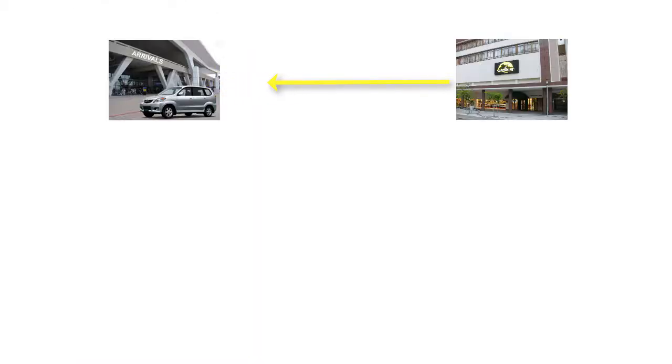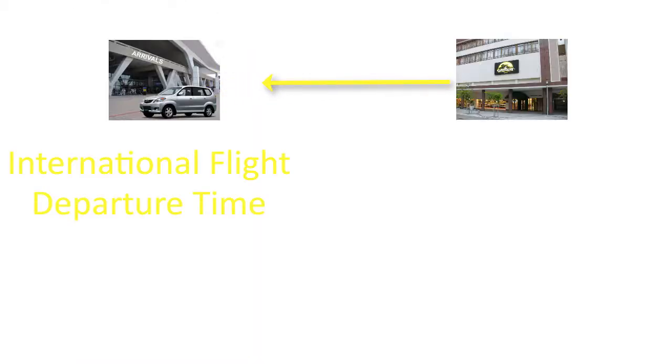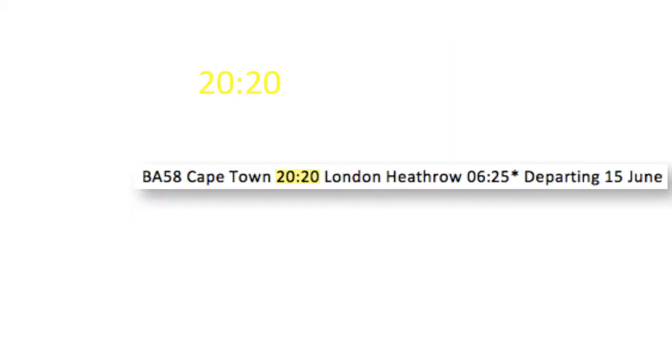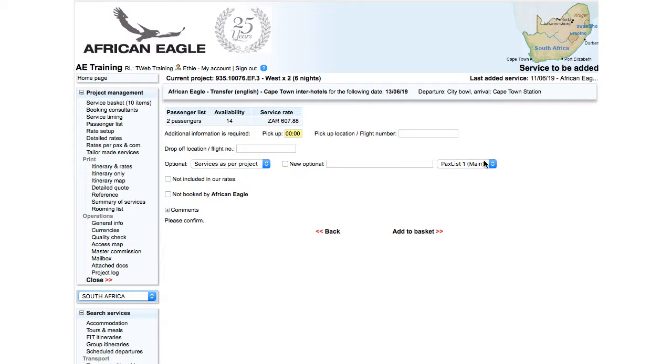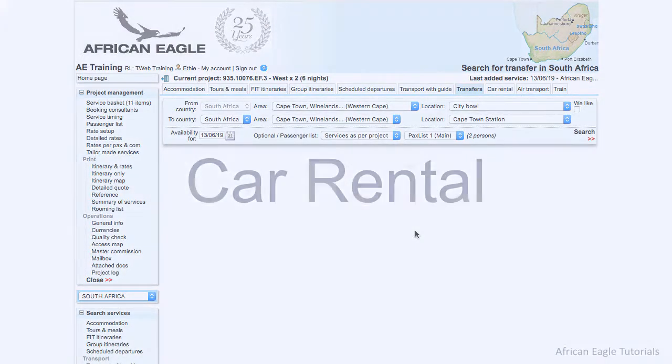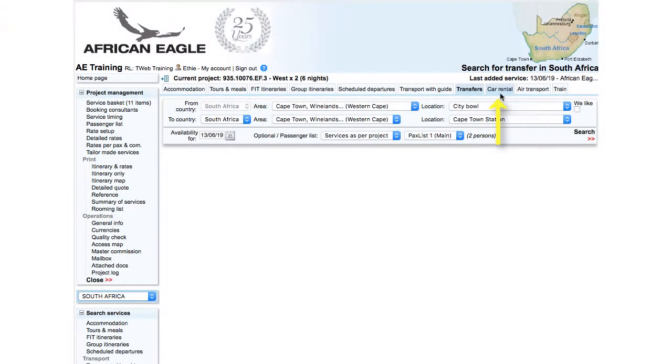If this is an airport transfer, for international flights, enter flight departure time minus 3 hours. For example, 20:20 minus 3 would be 17:20. For domestic flights, it would be flight departure time minus 2 hours. For example, if it were 18:30 minus 2, then 16:30. For a train, enter the train presentation time minus 1 hour. For example, 16:00 minus 1 is 15:00. Enter pickup location, the name of the hotel, and drop-off location, the name of the train. Confirm, add to basket.